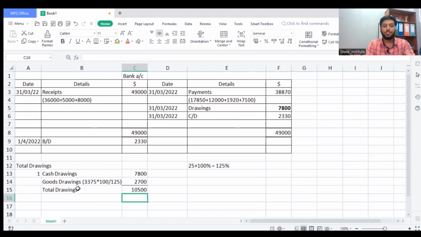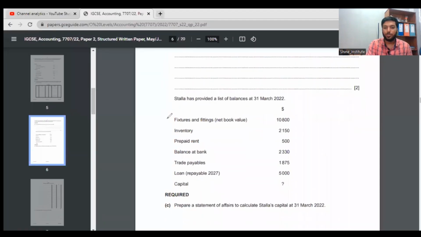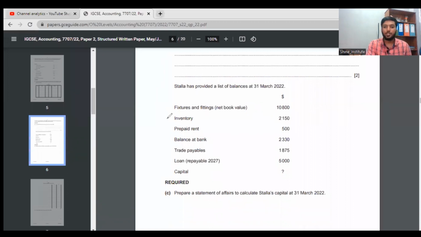10,500. So this was so easy, so quick, and then let's move on to the next part of the sum. So it's a 2 marks area. Now they are given another question.